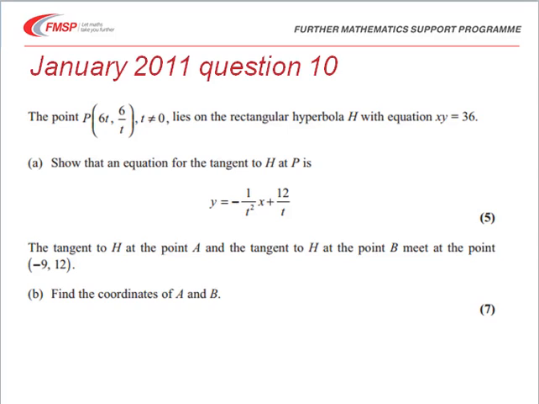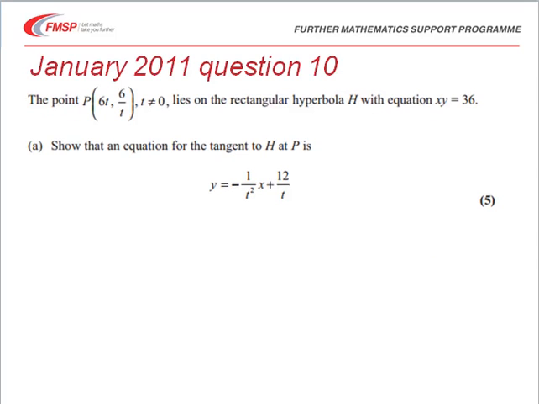In the first part of the question we're asked to show that the tangent at this point to the hyperbola is given by the equation y equals -1 over t squared x plus 12 over t. And then in the second part we're asked to find the points A and B such that two of these tangents meet together at a point given as (-9, 12).